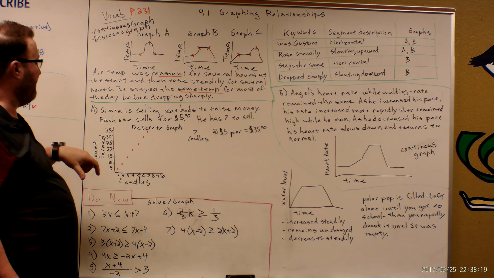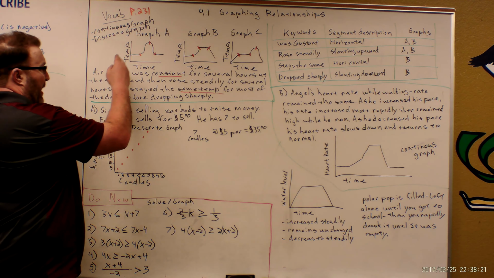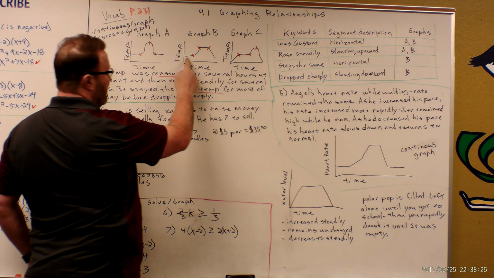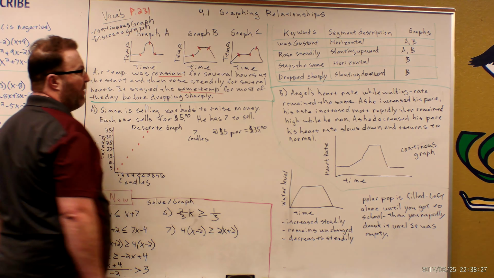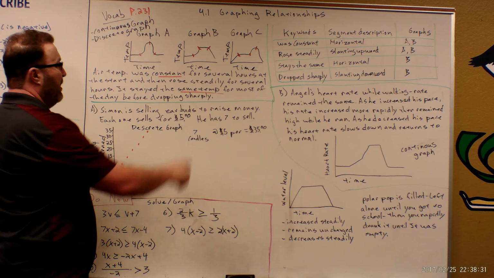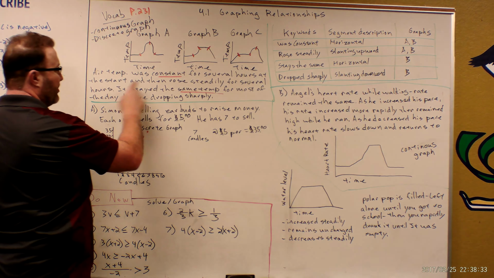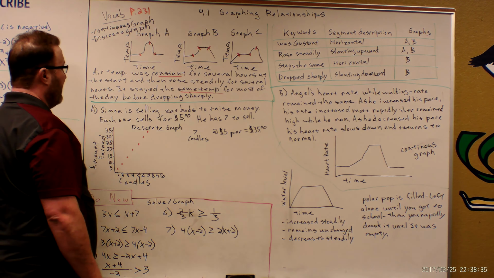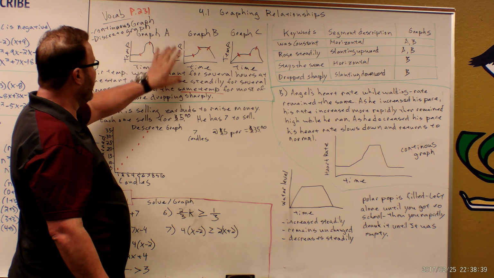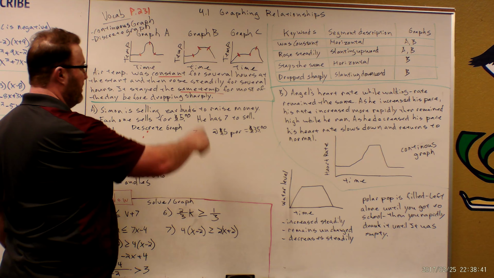So if we're looking at this example in words and reading this, the air temperature was constant. So this one's constant, this one's constant. This one is rising, so we know it's not going to be graph C. For several hours at the start, and then rose steadily for several hours. So that means it's staying horizontal and then rising. So both of these are rising, it could be either one of these right now.